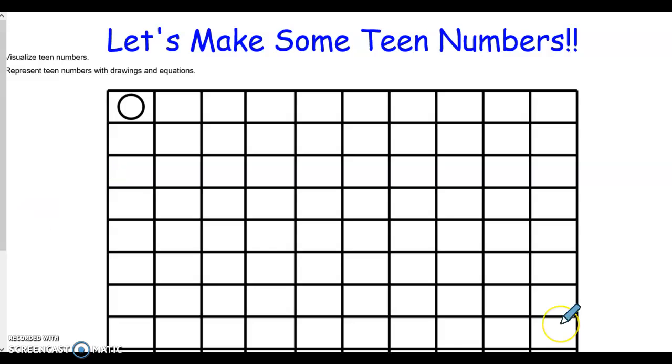One second. All right, our next activity is going to be with your math board again, so I apologize, I should have told you that ahead of time, but you're going to need your math board and a marker. Okay, we're going to be visualizing teen numbers and representing teen numbers with drawings and equations. So once you get your math board, we're going to begin by drawing 10 circles in that first column of the grid. So go ahead and do that.